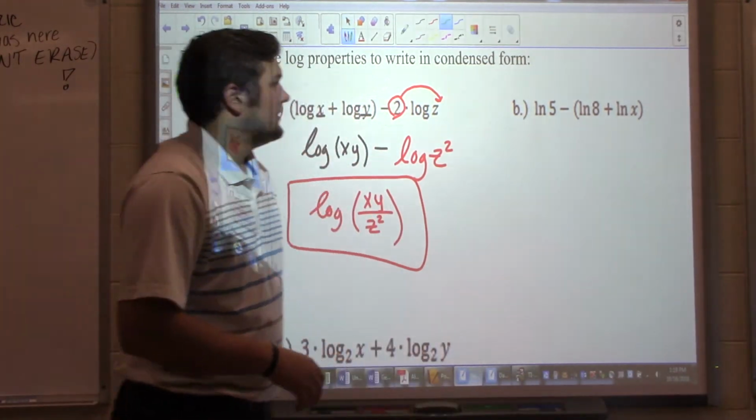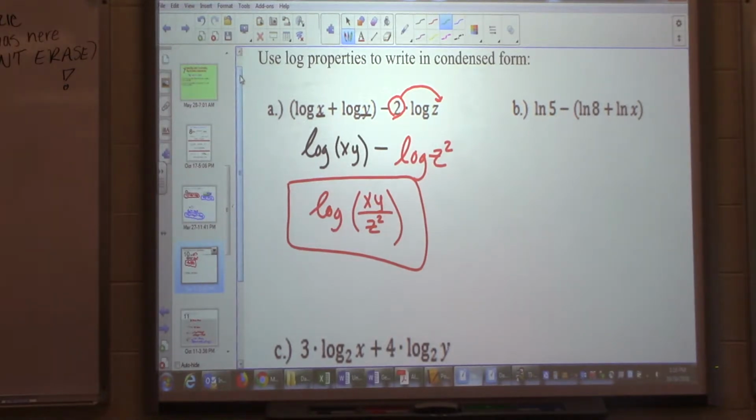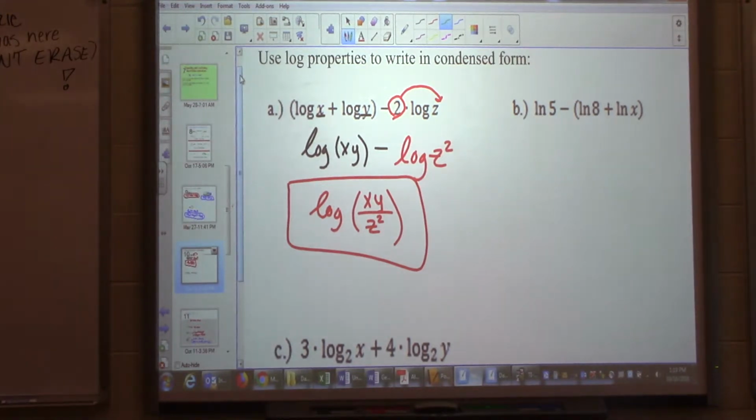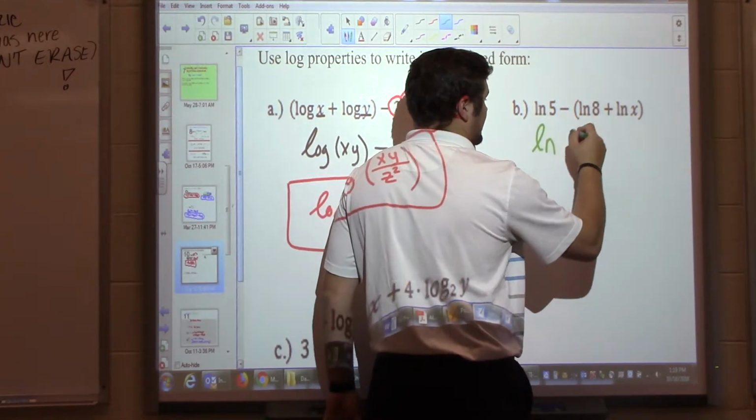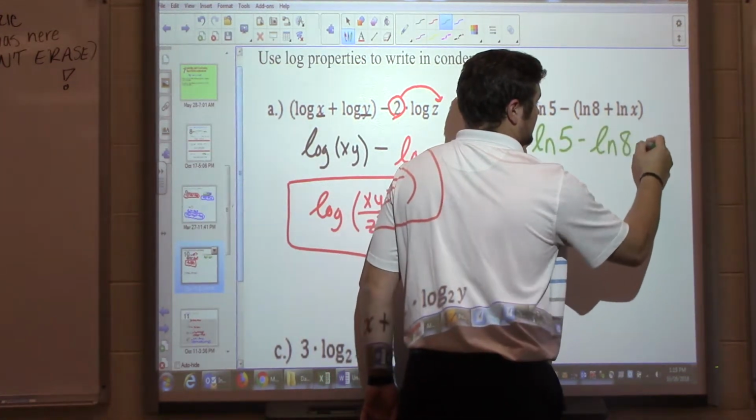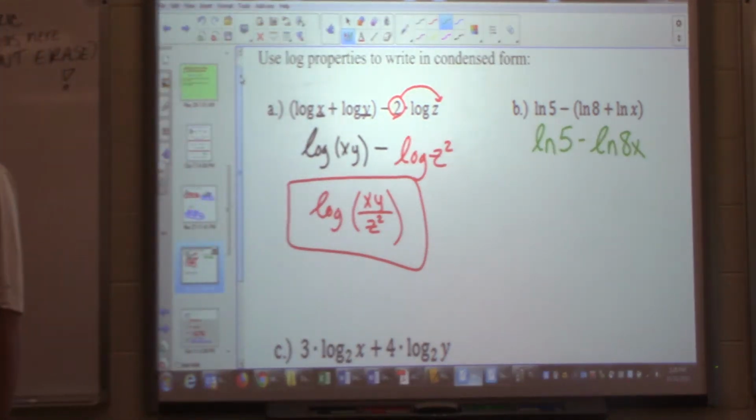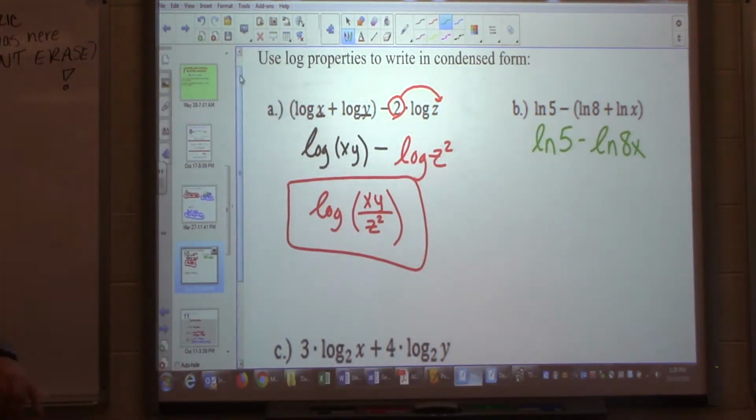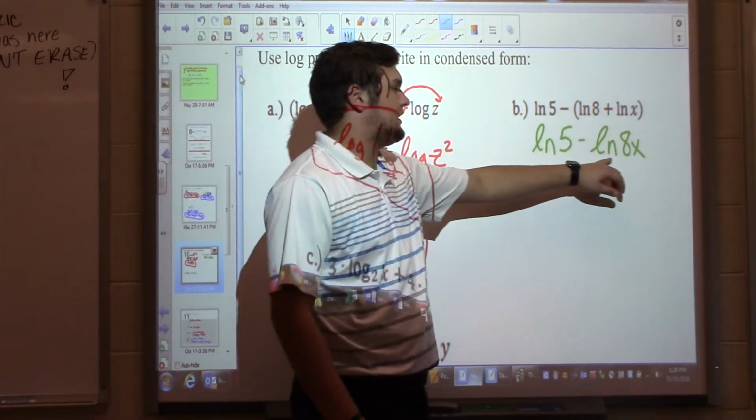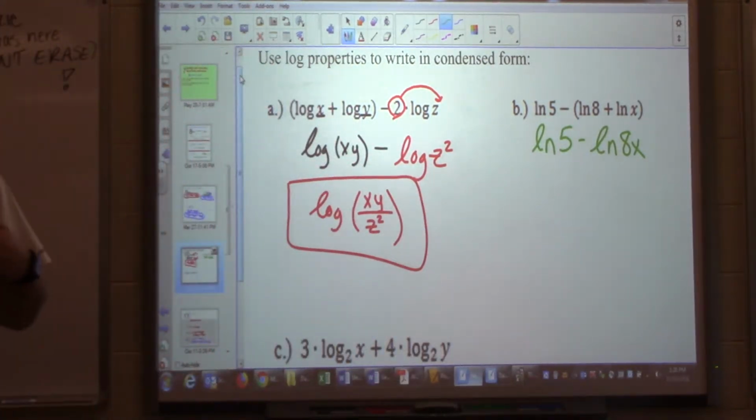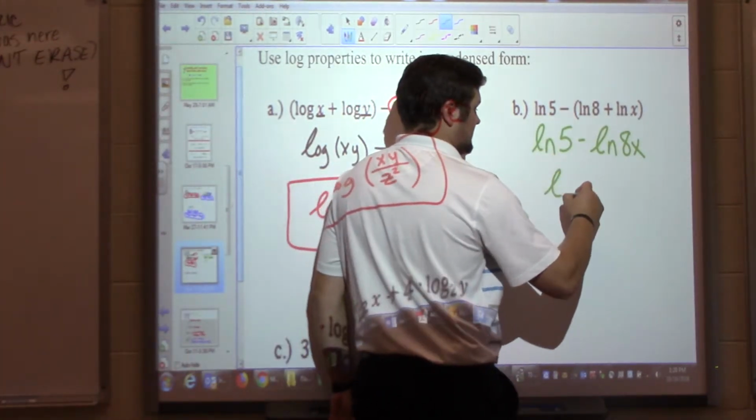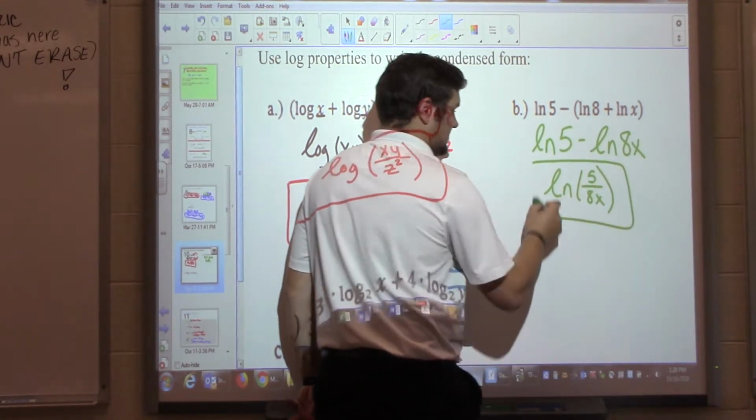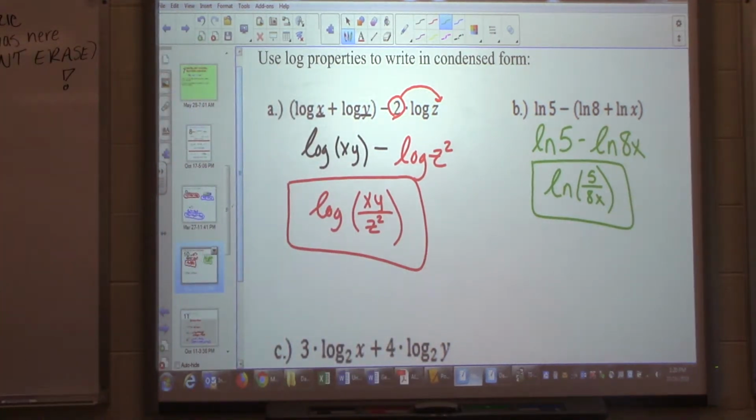Okay? Next one, natural log of 5 minus natural log of 8 plus natural log of x. I'm going to do the parentheses first. I have addition in there, so what does that turn into? Multiplication. So I get natural log of 5 minus the natural log of 8x. Did that in here first. Addition turns into multiplication. Then I have the natural log of 5 minus natural log of 8x. So subtraction turns into division. So I get 5 as my numerator, so natural log of 5 divided by 8x is my denominator. That's as far as I can go. Alright?